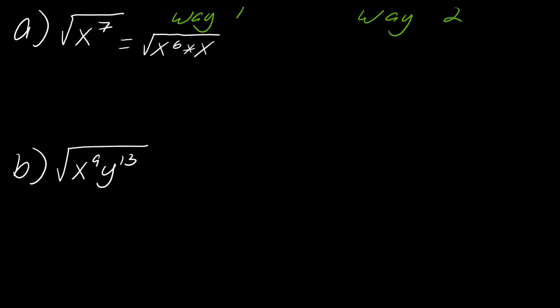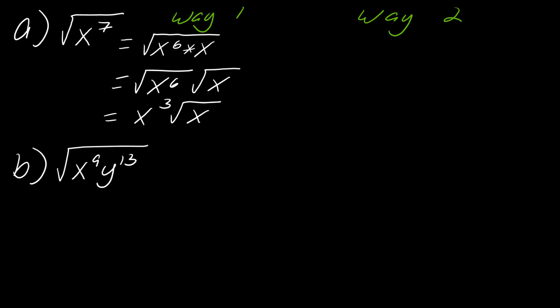In doing this, I can rewrite it as the square root of x to the 6 times the square root of x. And so this is x cubed times the square root of x. So this is one way to do this, and I think it's nice and intuitive given how we've already approached radicals.